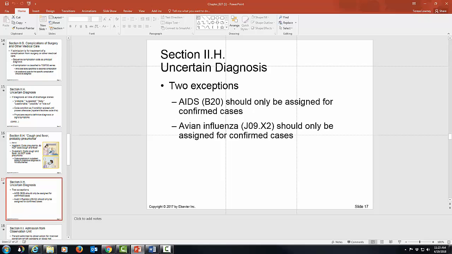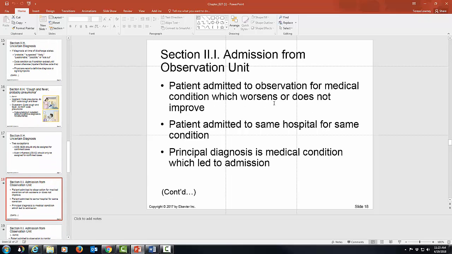Section H, continuing uncertain diagnosis. There are two exceptions. The first is AIDS. When we studied AIDS in the chapter, B20 should only be assigned for confirmed cases. And the other one is avian flu. So J09.X2 should only be assigned for confirmed cases. We don't want to start a pandemic without having the correct information.